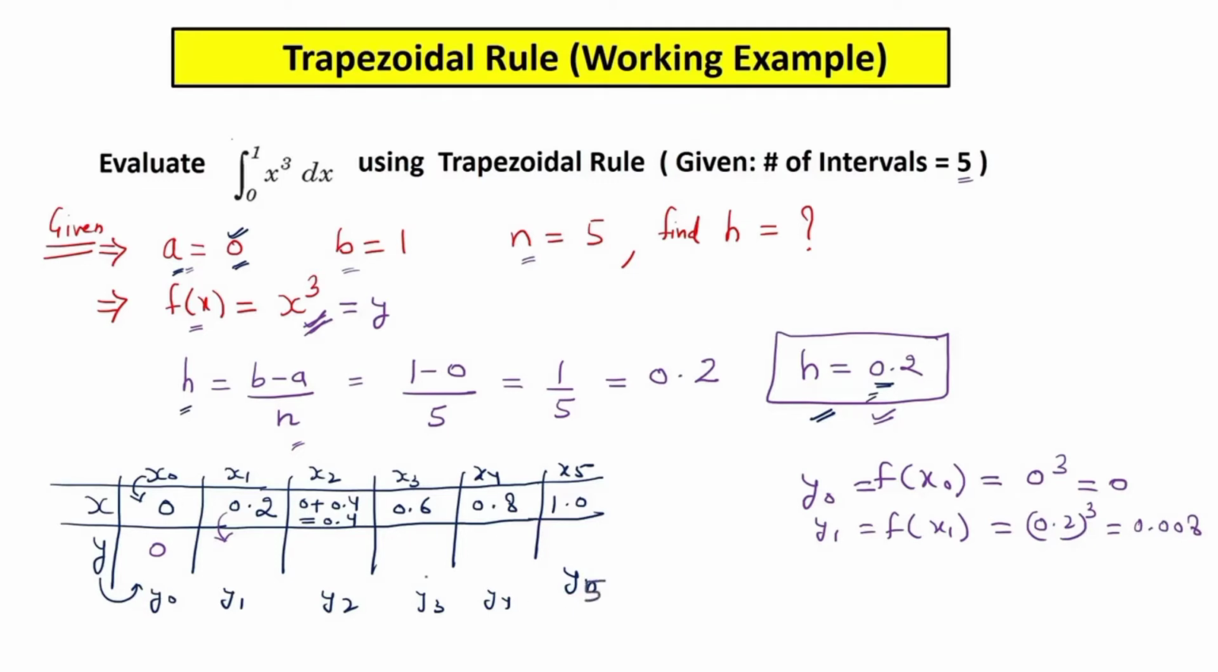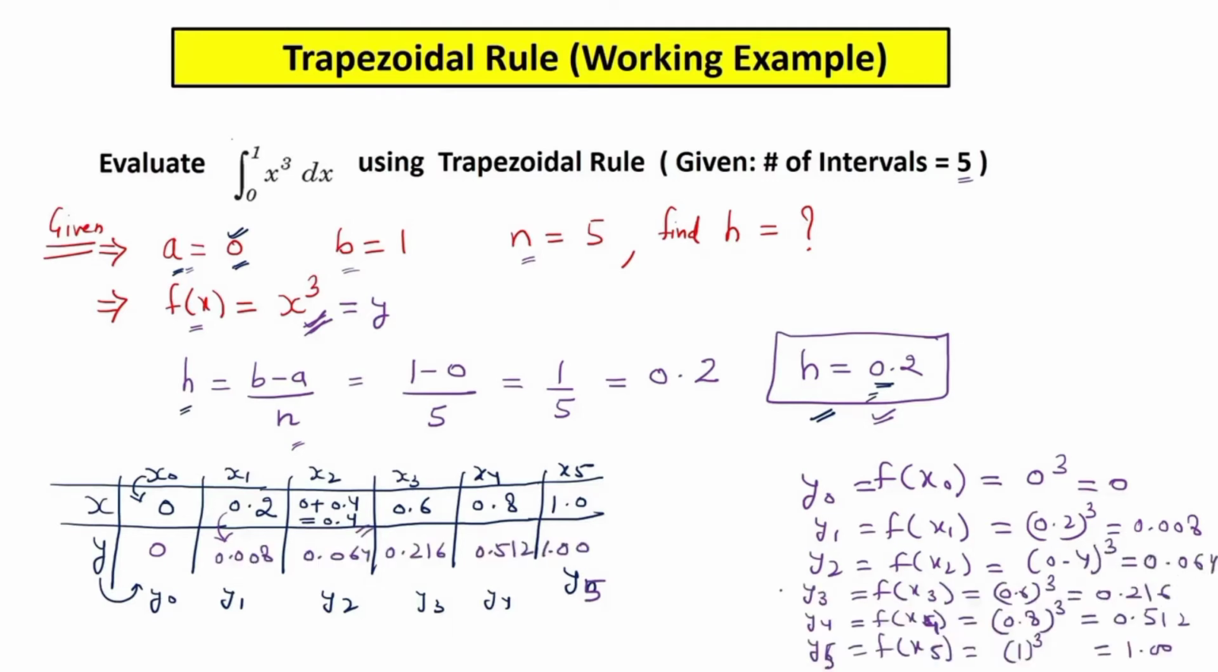This is actually y5. Okay, so y2 will be the function value at x2, and it will be 0.4. This is 0.4 whole cube, so this will be 0.064. And likewise, we have found the other values of the y's. So I have written all the values of the y's also here. So these are the values of the x and the y's.